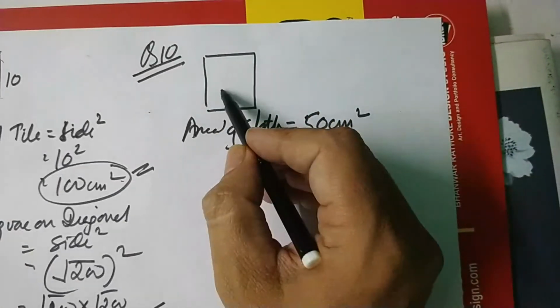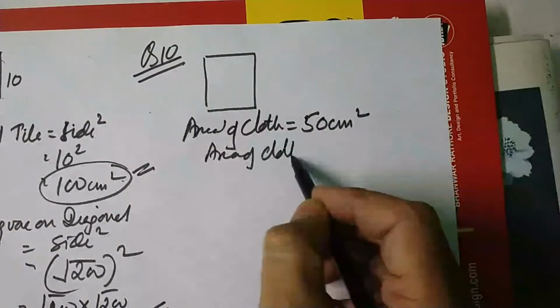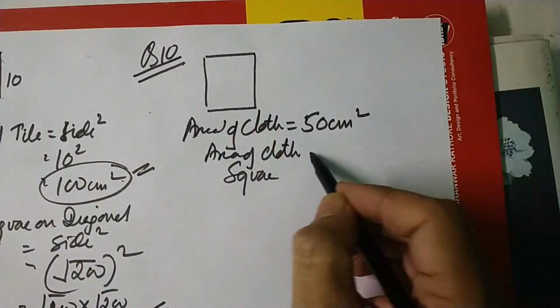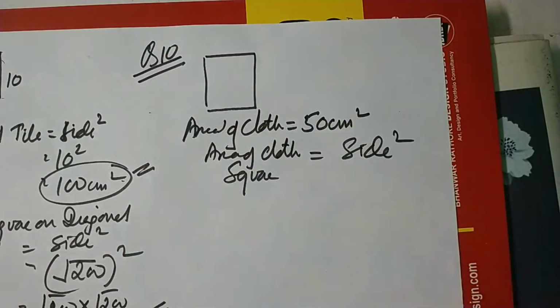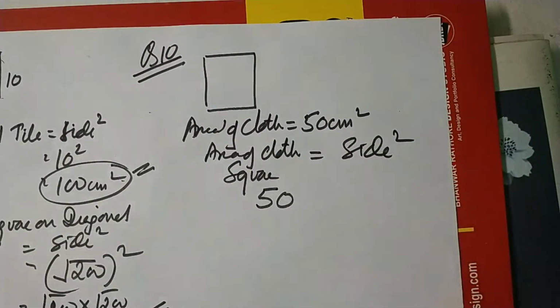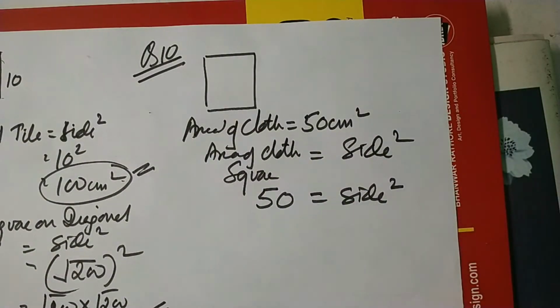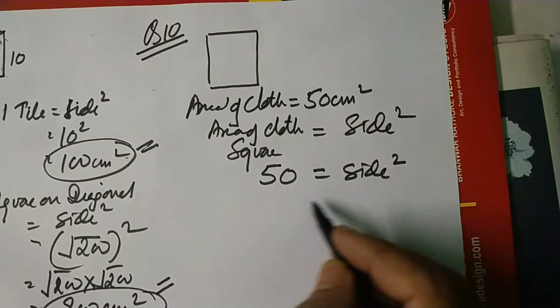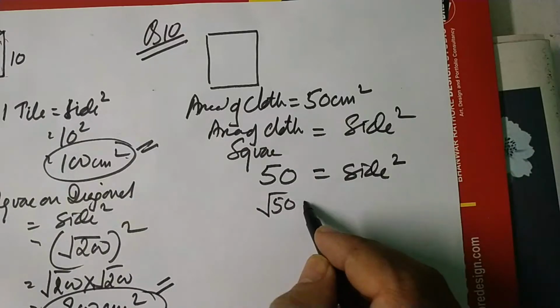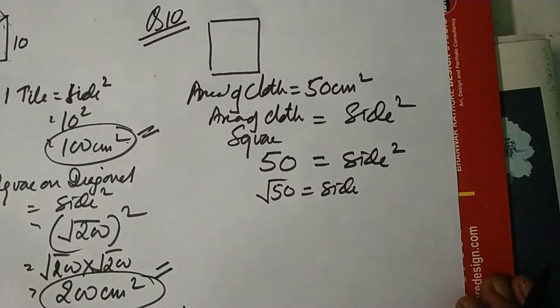So if the area is 50, can you find the side? Area of cloth, which is in the form of a square, is equal to side square. Since the side is not given, I will put area of the square is 50 and the side I don't know. So what will the side come? Under root of 50? Yes. Side is under root of 50. This is the first part.